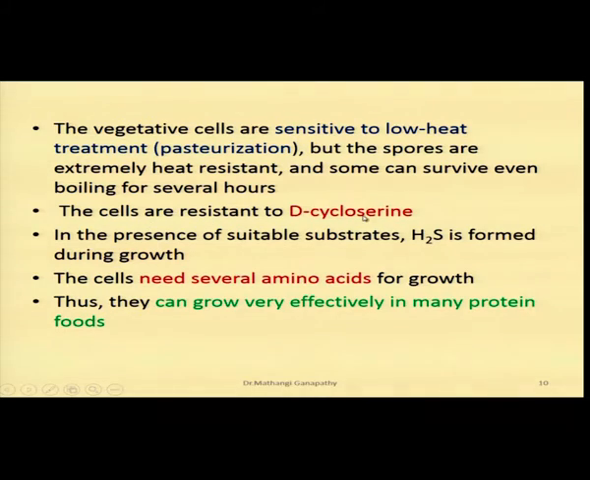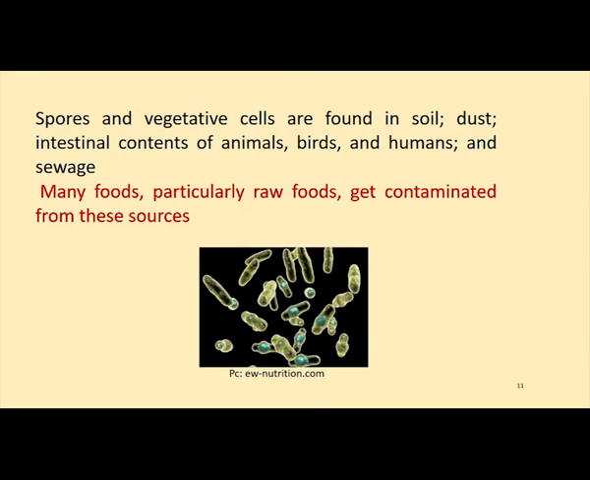And these cells are resistant to D-cycloserine. In the presence of suitable substrates, hydrogen sulfide is formed during growth. The cells need several amino acids for growth. And since these organisms require amino acids for growth, many proteinaceous food substances can be an ideal nutrient medium for the growth of these organisms. In nature, the spores as well as the vegetative cells are found in soil, dust, intestinal contents of animals, birds, humans and sewage. Many foods, especially raw foods, get contaminated from these sources. This blue structure is actually the spore inside the organism.